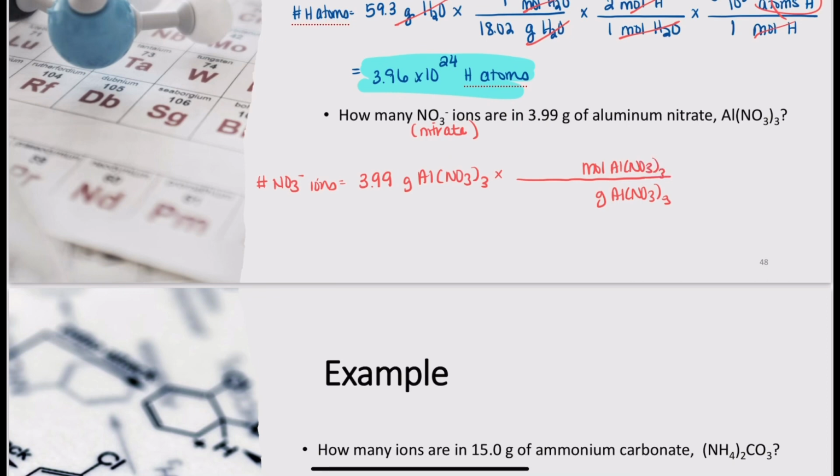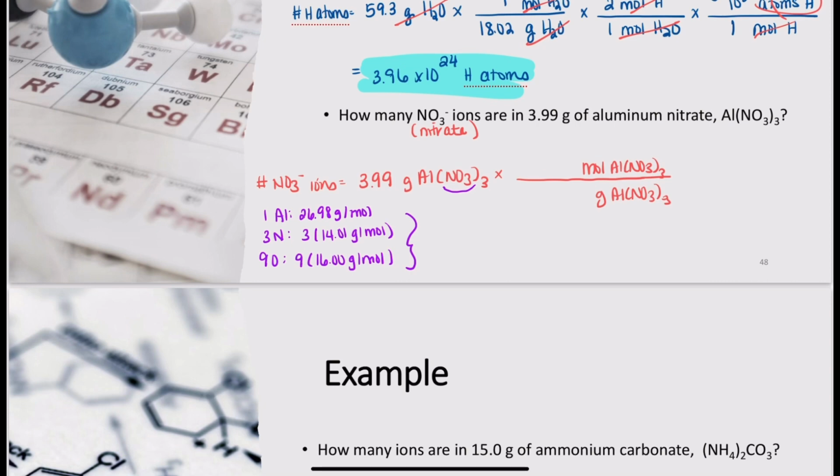You add up the molar mass. 1 aluminum, 26.98 grams per mole. This 3 applies to this entire thing, which means I have 3 nitrogens, 3 times 14.01 grams per mole. Again, these are the numbers straight off the table underneath the elements themselves. And then that 3 is applied to that O3 as well, which means 3 times 3 is 9 oxygen, 9 times 16.00 grams per mole.